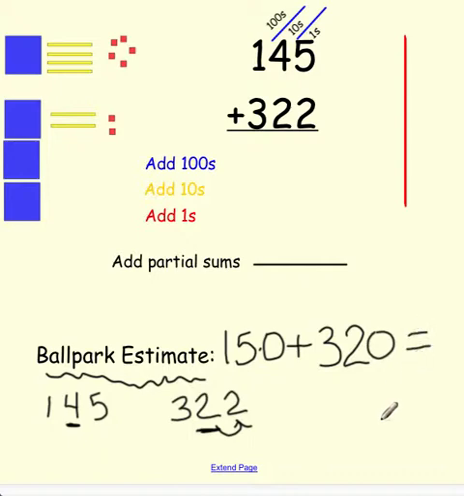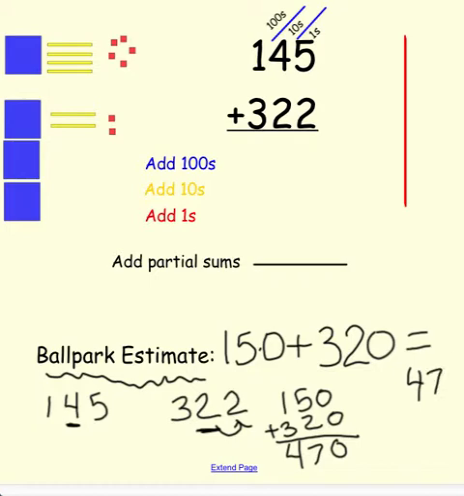I'm going to add these parts now. 150 plus 320. Okay, I could rewrite that problem like this to help me solve it. 0 and 0 is 0. 5 and 2 is 7. 3 and 1 is 4. This is one way to solve adding problems. This would give me an answer of 470. I would expect my answer to this problem up here to be close to 470.